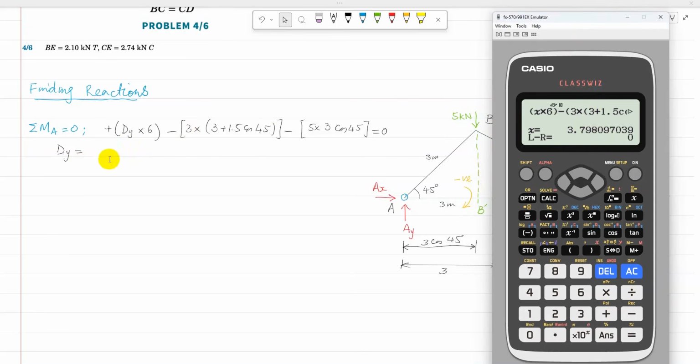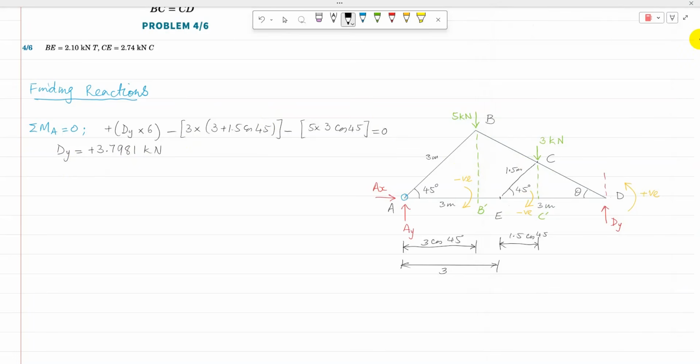So that is the value of x. So now dy comes as positive 3.798. So that is dy. Now I can use sigma Fy equal to 0 to find Ay. For sigma Fy, Ay is acting upward, so positive, plus Dy is acting upward, so positive. The 5 kilonewton acts downward, so that is negative. So minus 3 is equal to 0.